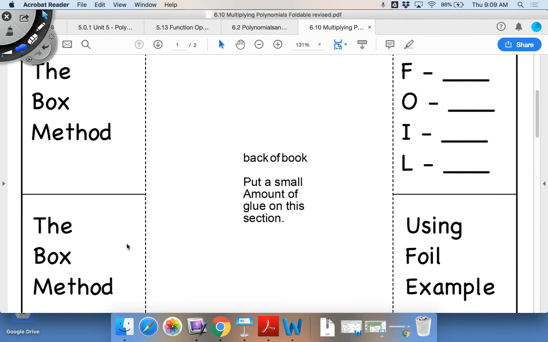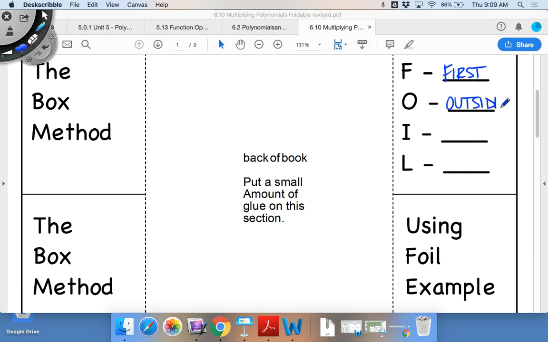So now on the foldable, mine looks a little different because it's like the folded out version. So we're going to start on this top left flap that says FOIL. FOIL is an acronym that means first, outside, inside, last. And that acronym just helps us to make sure we distribute appropriately.